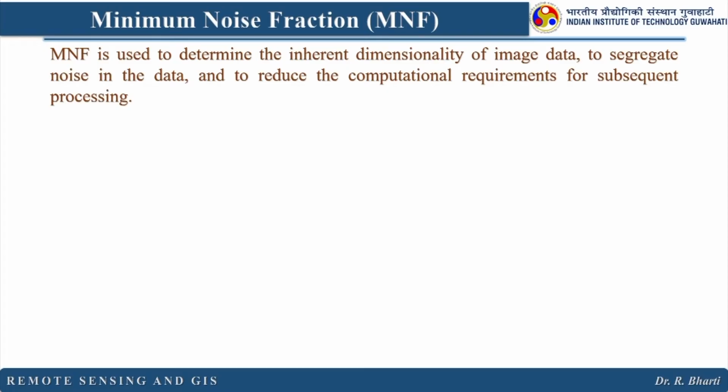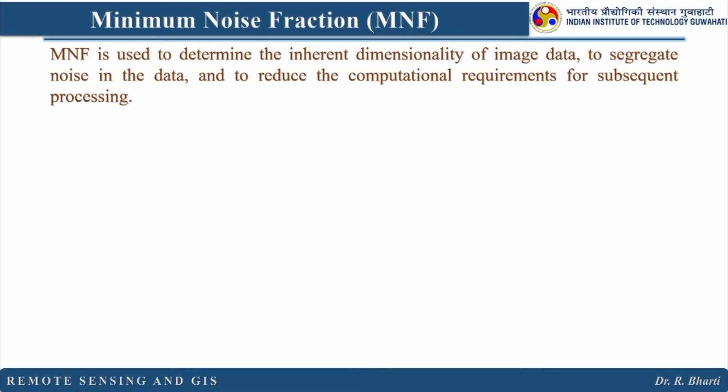But when we talk about hyperspectral data, the bands are in hundreds, like 200, 300, 400. So the computational time will be more. So how to minimize that? If we can identify the bands which are containing unique information, then we can remove the rest, right. So MNF is one of the techniques which determines the inherent dimensionality of the image, segregates noise in the data and reduces the computational requirement for subsequent processing.